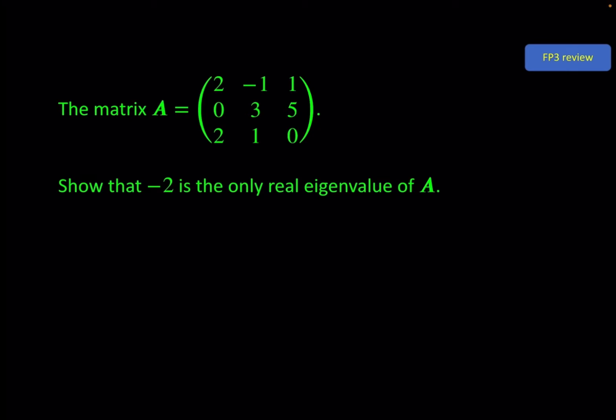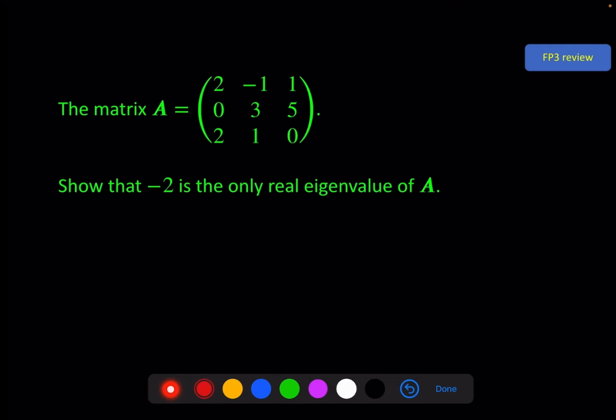Start a question on the screen for you. Pause the video now if you've got time and give this a go. I will go through it even though the video is quite long because this is directly related to what we need to do in this video. Show that -2 is the only real eigenvalue of A.